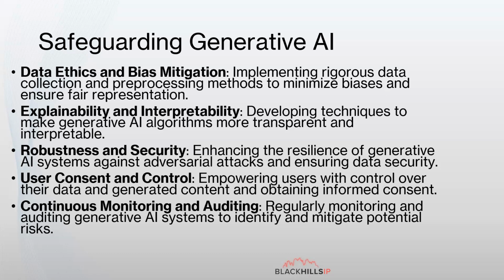Robustness and security. We need to fortify generative AI systems against adversarial attacks and give more importance to data security to prevent unauthorized access or manipulation. User consent and control. Users should have control over their data and generated content, and developers must obtain informed consent for using personal information. So ChatGPT has made this change recently, where you can go into the settings and disable data collection. But by default, it is collecting all of the information that you're providing to it and using that for further improvement.